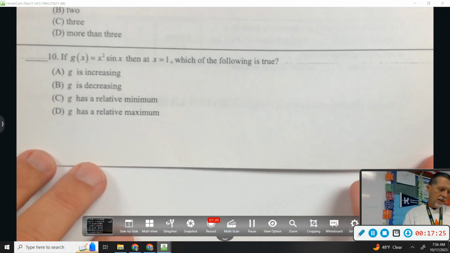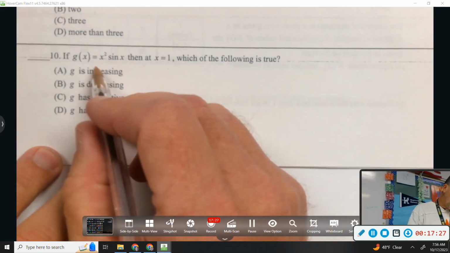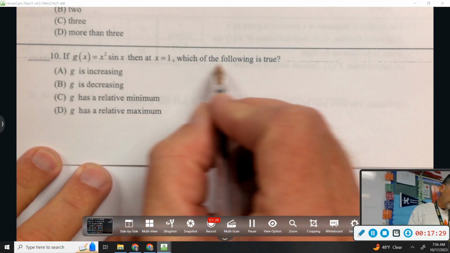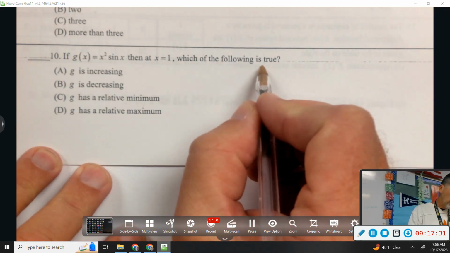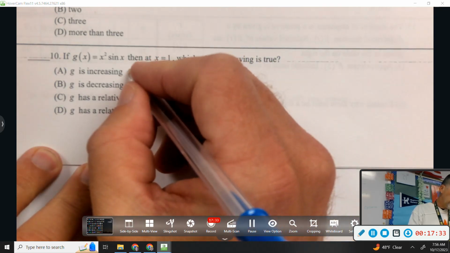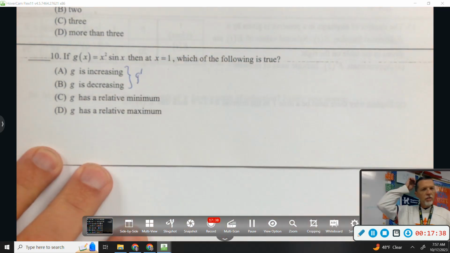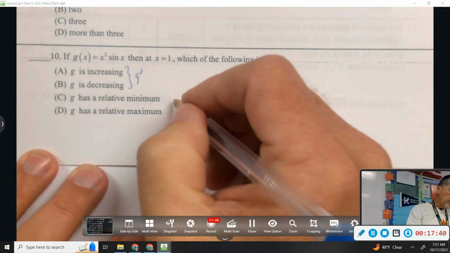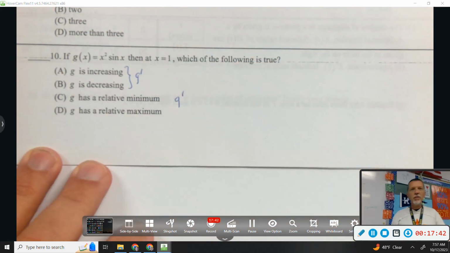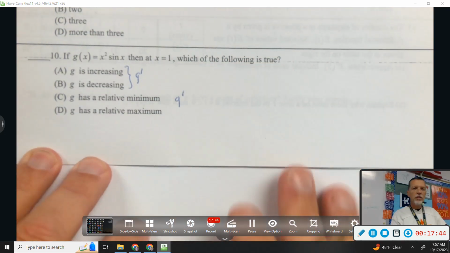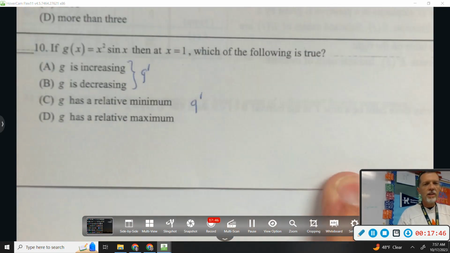Number 10. If G is this thing, then at x equals 1, which of the following is true? G prime is increasing or decreasing? That would be a first derivative thing. Relative max, relative min, that would also be a first derivative thing. So let's do a first derivative and see what's going on at x equals 1.